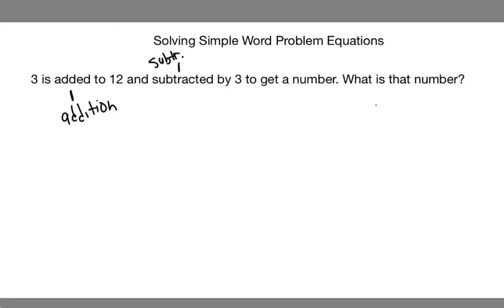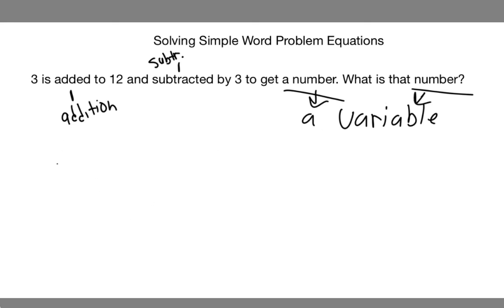What is the number? Whenever we have the words a number, all that means is a variable. Because a number is just something we don't know, and a variable is also something we don't know, which means a number is a variable. Okay? Just to get that clear.